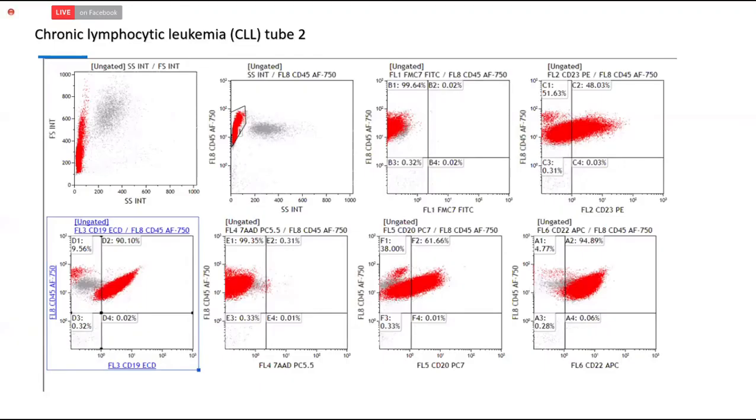So this is the CLL case, and you see that the tumor cells show CD22 positivity. All right, so these are CD20 positive, CD23 positive. CD20 has a dim expression. FMC7 is characteristically negative.